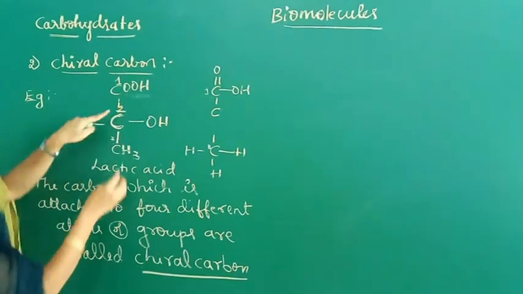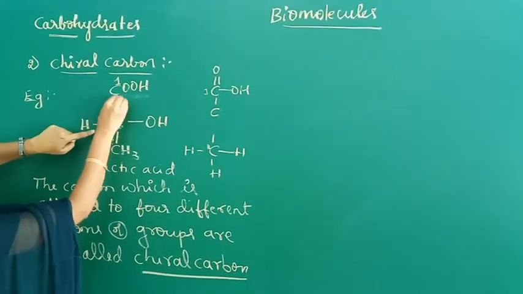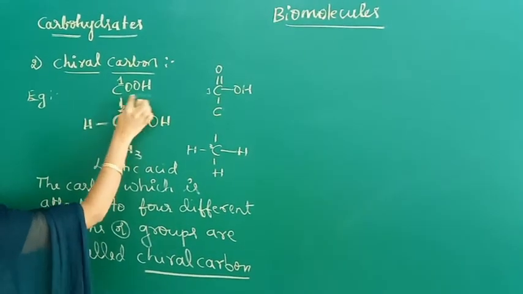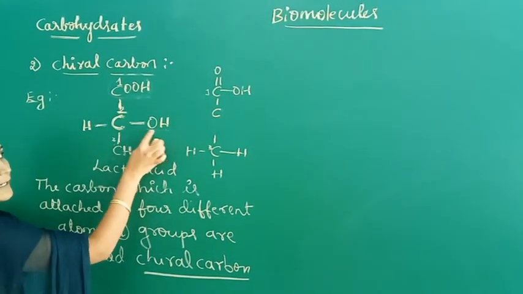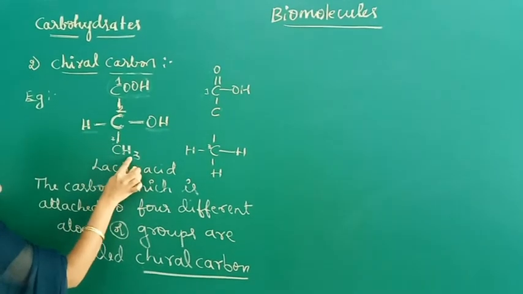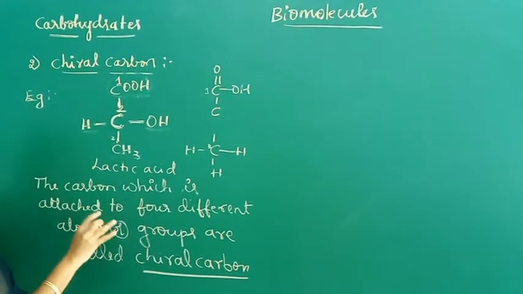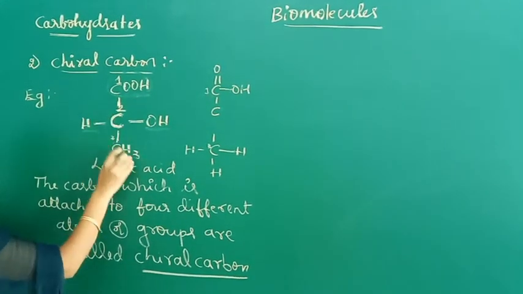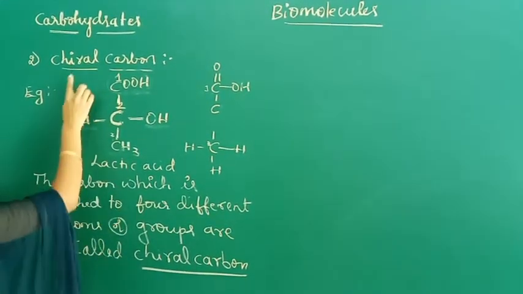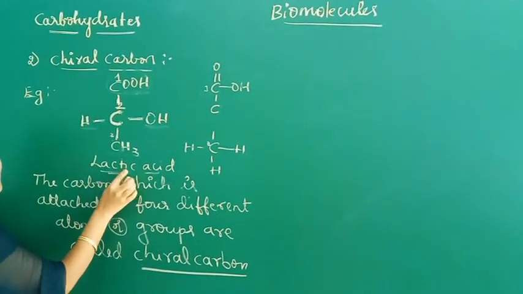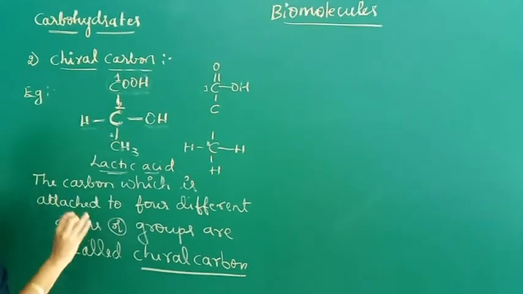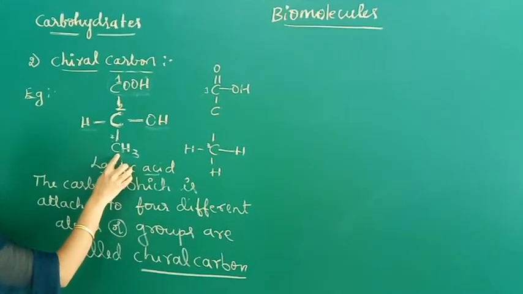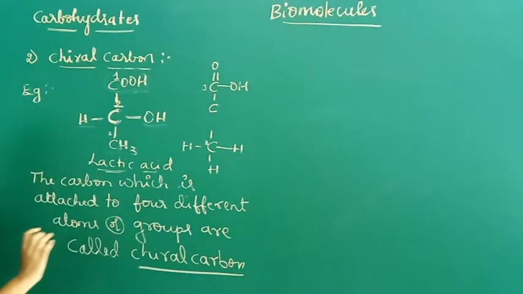Come to this second carbon. This second carbon is attached to 4 different atoms or groups. This carbon is attached to 1 carboxylic acid, 1 OH, 1 H and CH3. All the groups are different. So the carbon which is attached to 4 different atoms or groups is called chiral carbon. The example is lactic acid. In lactic acid, the second carbon is the asymmetric carbon. The first and the third carbon are not asymmetric carbon atoms.